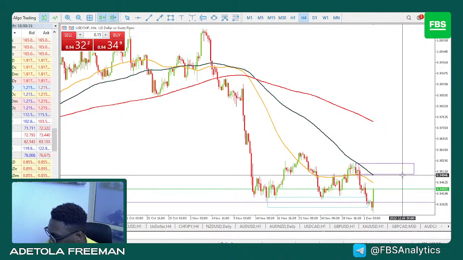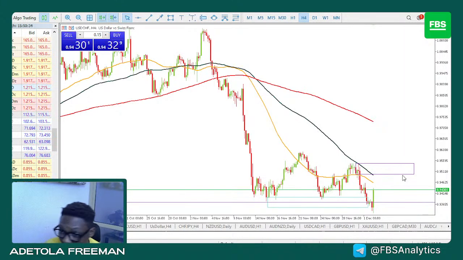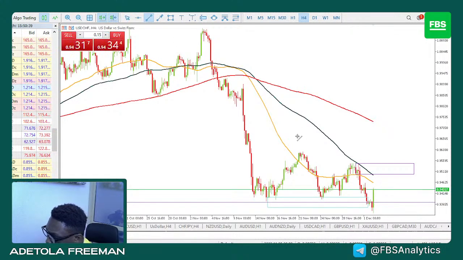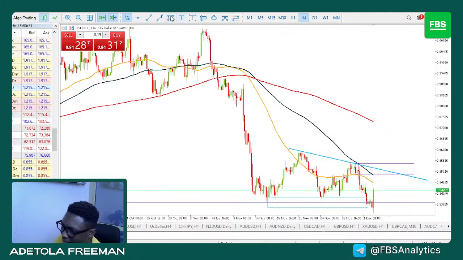So at least that would be 0.94945. 0.94945 would be the first point that I would like to see USDCHF react to, because there's this trend line, there's also that supply zone. So I want to see those two confirmations, those two confluences, point in the same direction, which would be USDCHF coming this way, then possibly this way, before we get the breakout.